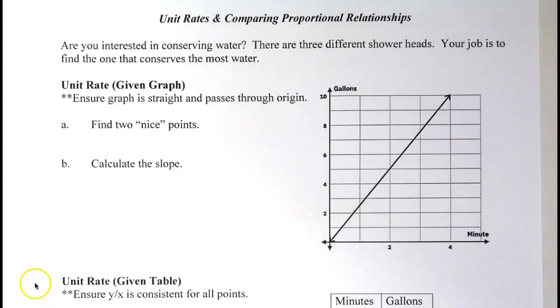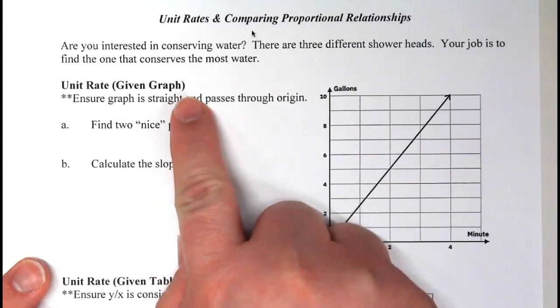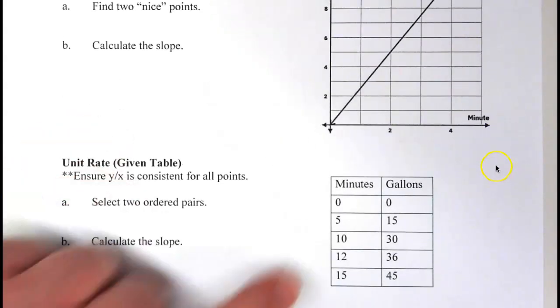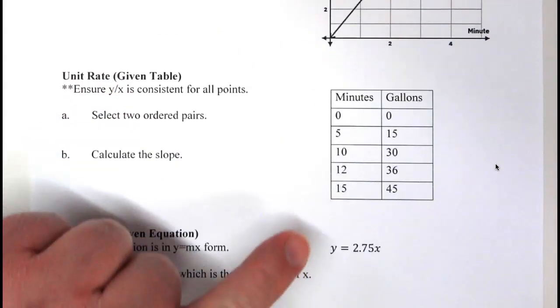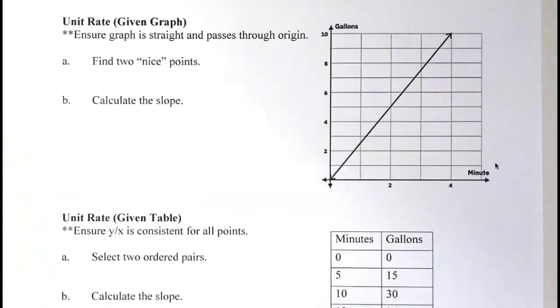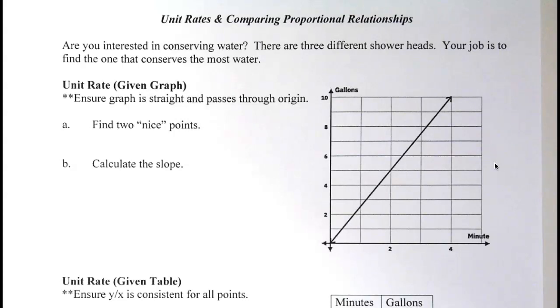Hi students, Mr. Metelsky here, and this video will be looking at unit rates and comparing proportional relationships. We are going to be looking at finding the unit rate when you are given a graph, when you are given a table, and also when you're given an equation. So let's first start off by looking at a graph.